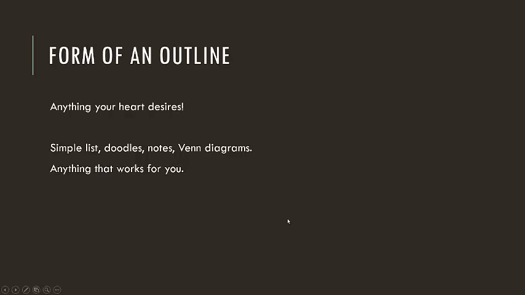Like I said, the format of an outline is anything your heart desires. So it can be a simple list, doodles, notes, Venn diagrams, anything that really works for you. A lot of times, the traditional outline has the main sections and then bullet points within each section for the information that's going to be talked about in that big section. That's the traditional view of an outline. However, different papers come with different outlines.